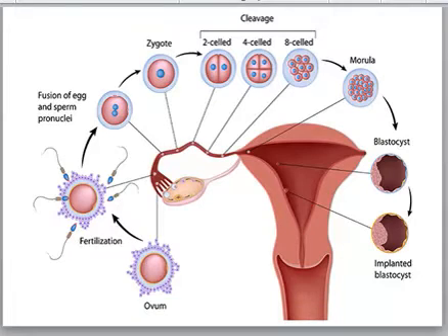Next, what is the mechanism of implantation? Implantation occurs due to almost simultaneous changes in the blastocyst that is to be implanted and in the endometrium, which allow implantation to occur through the interaction of the blastocyst with the endometrium. I hope you understand.